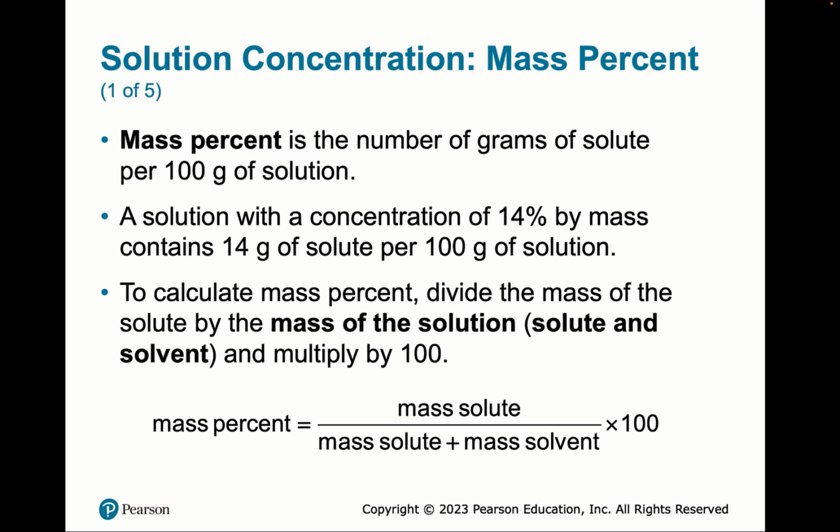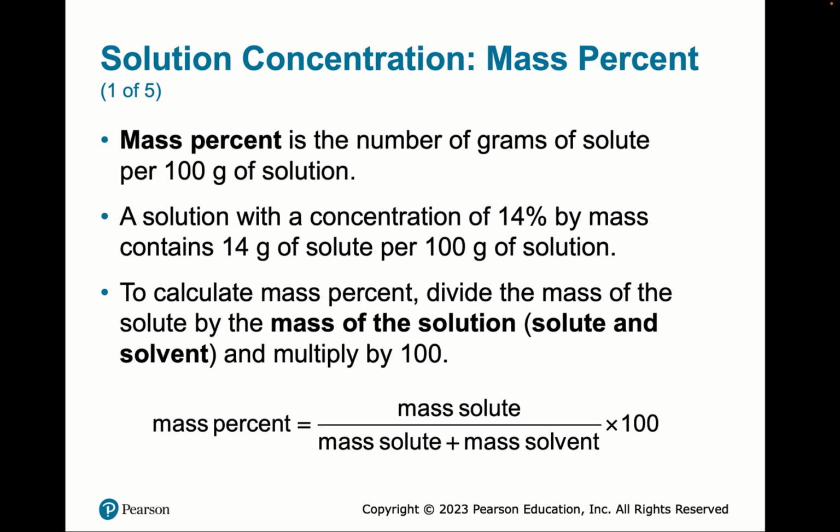But mass percent, so for instance, vinegar is typically 5% by mass acetic acid. You'll see that if you read the labels on vinegar bottles, it'll probably say 5% acid or something like that, and that's percent by mass. That's just the mass of the solute over the total mass of the solution times 100%.